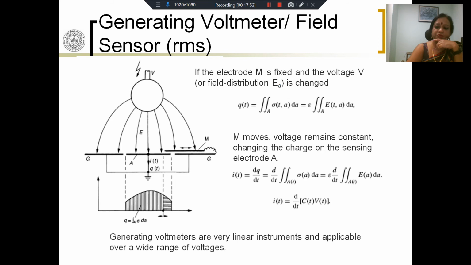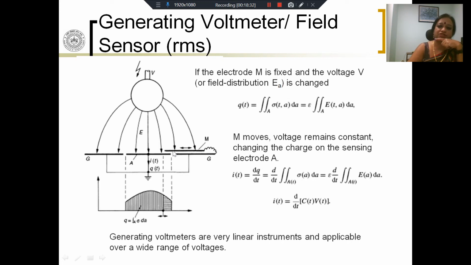Another class of dependable equipment are the generating voltmeters or field sensors. They also measure the RMS value. In this case, you have a spherical electrode, and then you have 3 electrodes. You have the actual electrode, which is marked by A. Around these two, you have a guard electrode, so you can imagine this to be a circular shape electrode surrounding the measurement electrode. Connected by a spring to the guard electrode is a movable electrode. Let's call it M.